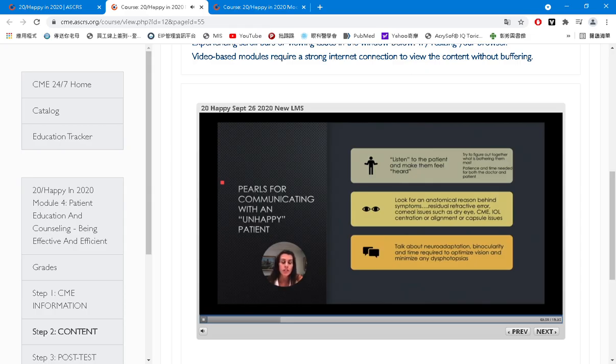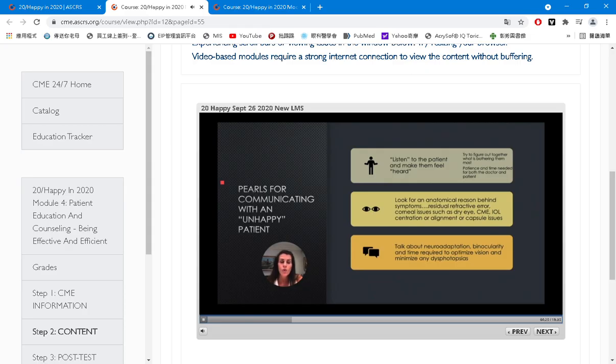Look for IOL centration and alignment or any capsular issues such as PCO, but once you do a YAG capsulotomy, let the patient understand that you may not be able to do an IOL exchange, and so talk to the patient about that. The more we talk and discuss with them, the happier they tend to get because they do think we are listening to them. Talk about neuroadaptation, binocularity, and time required to optimize vision and minimize any dysphotopsias. It's important for their understanding to be that it could take 3 to 6 months before they get better and that these things get better.